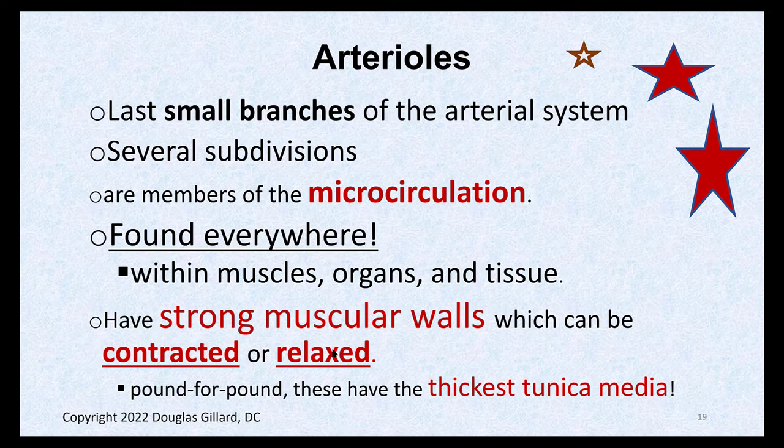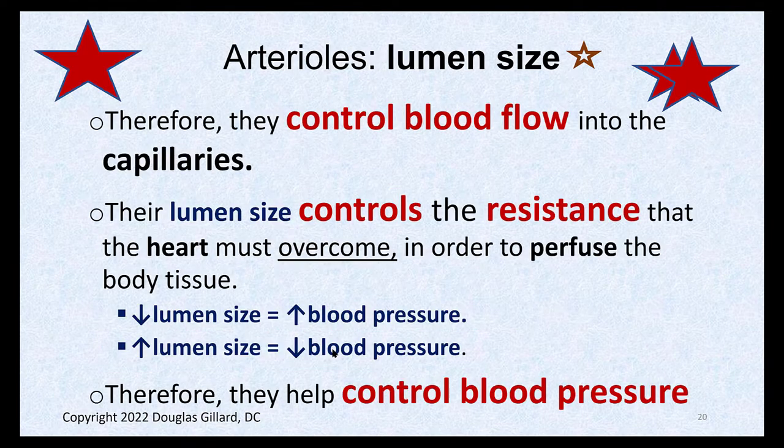Interstitium. Excellent. The interstitium. And then who sits in the interstitium? Cells. Yep, you got it. That's exactly where we're going to. So everything I said, the arterioles control blood flow by regulating the size of the lumen. Decrease the lumen, increases blood pressure. Increase the lumen, decreases blood pressure.